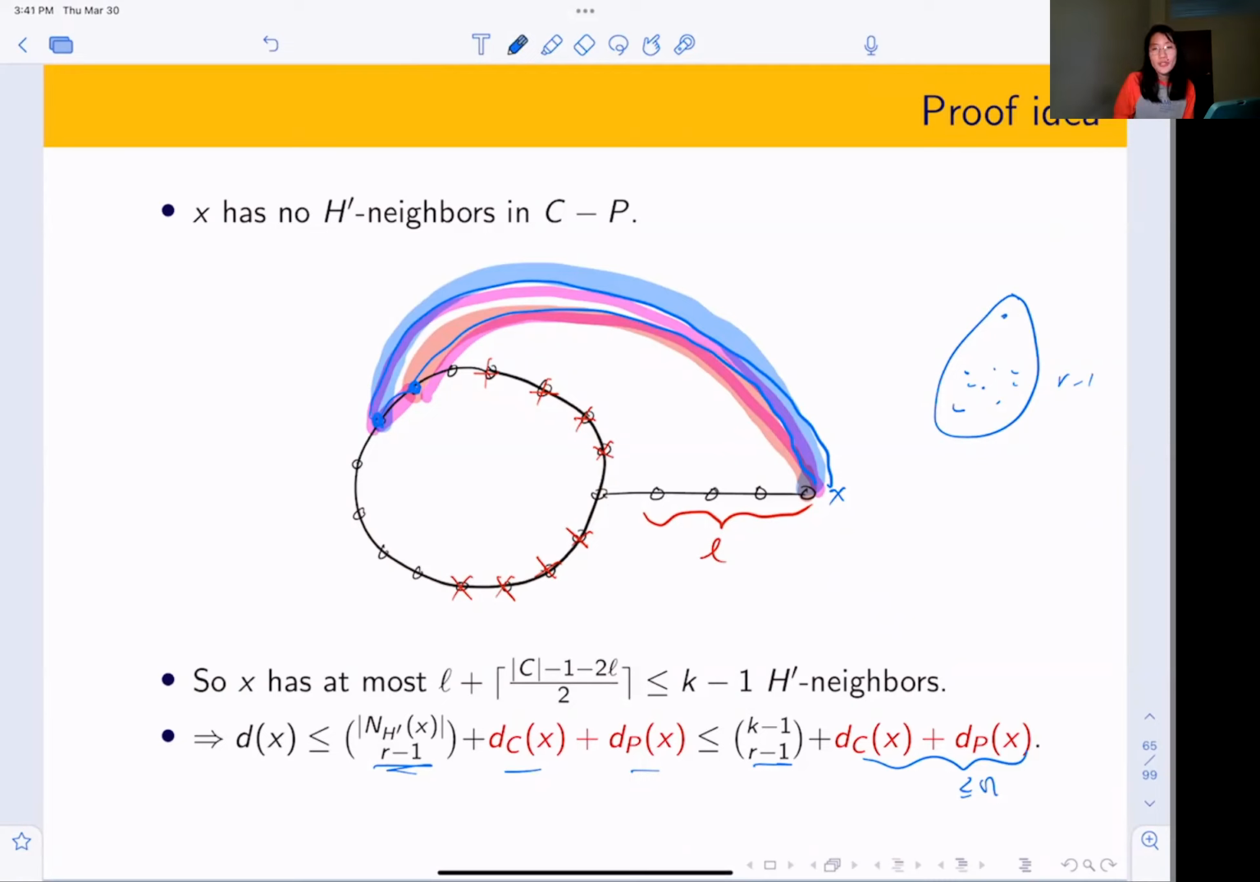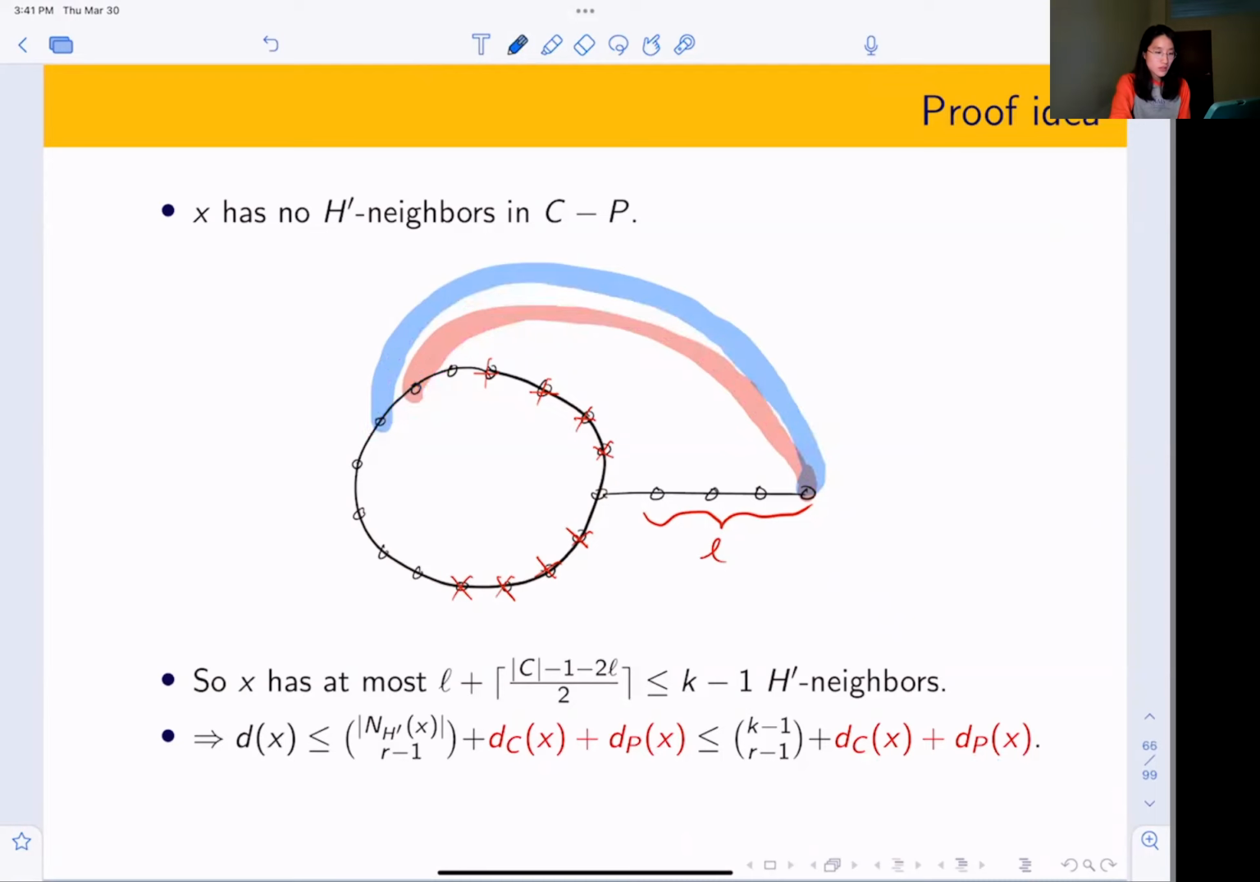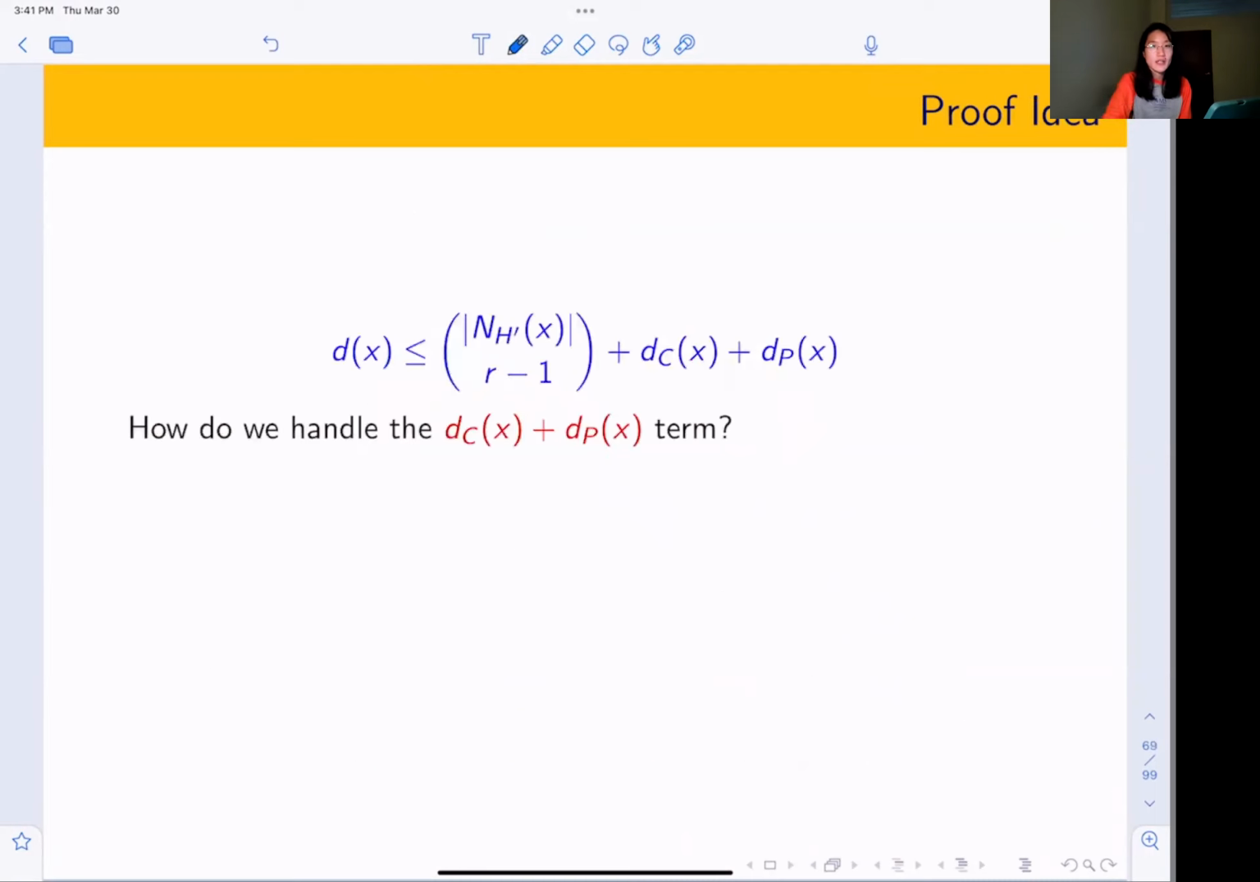Okay, so here we already get a pretty good bound, but of course we would like a sharp bound as well. So first, just a little preview on the next slide. How do we handle this term here?